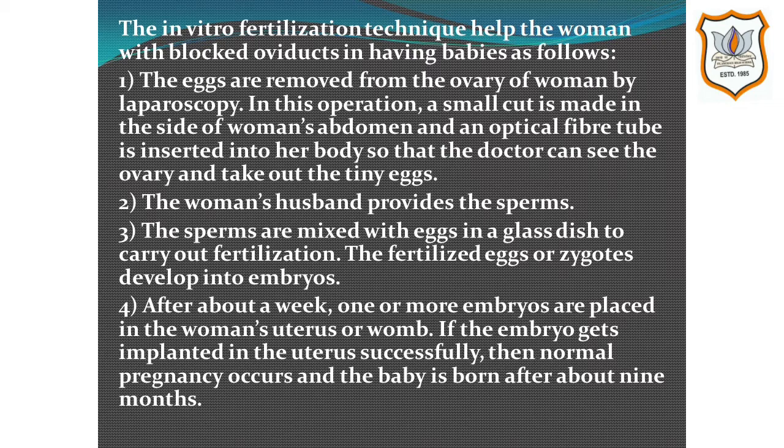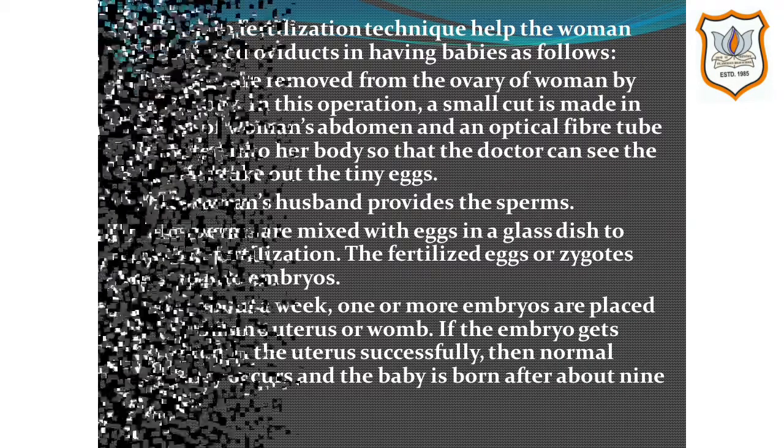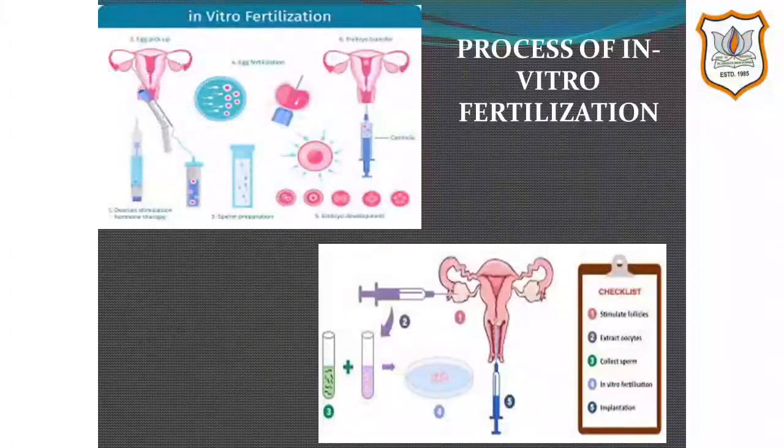In vitro fertilization or IVF technique is used to help those couples, husband and wives, in having babies who can produce sperms and eggs, but fertilization cannot take place in the woman's body due to blocked oviduct or blocked fallopian tubes. Students, this is the full process of in vitro fertilization shown in the form of figures.